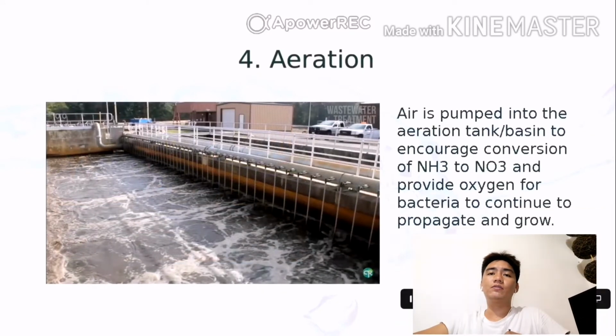Next, stage 4 is aeration. Air is pumped into the aeration tank or basin to encourage conversion of ammonia to nitrate and provide oxygen for bacteria to continue to propagate and grow. The primary function of the aeration tank is to pump oxygen into the tank and encourage the breakdown of organic material, as well as ensure there is enough time for the organic material to be broken down.